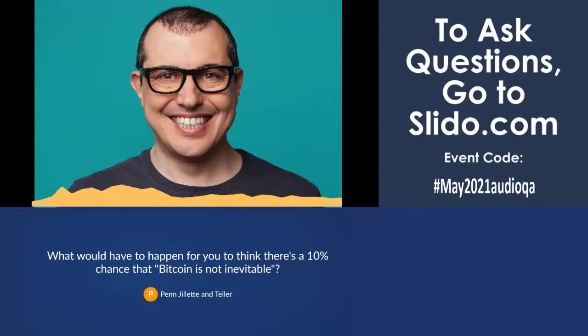Okay. Penn and Teller say, what would have to happen for you to think that there is a 10% chance that Bitcoin is not inevitable? Okay. Here's the thing. Bitcoin is not inevitable. I think I've said many, many times that I don't think Bitcoin is inevitable.